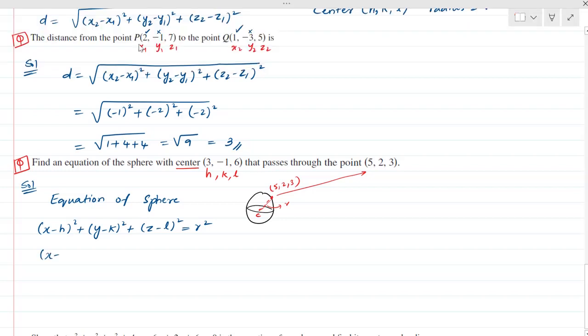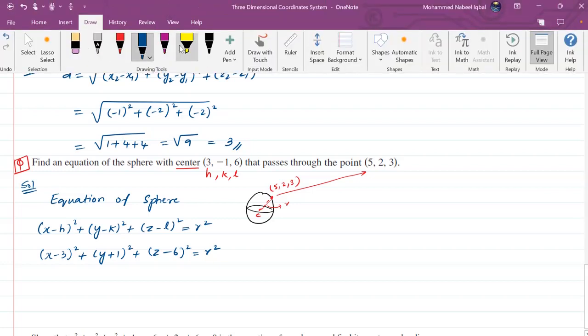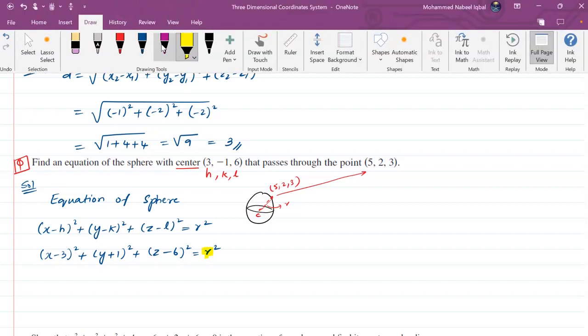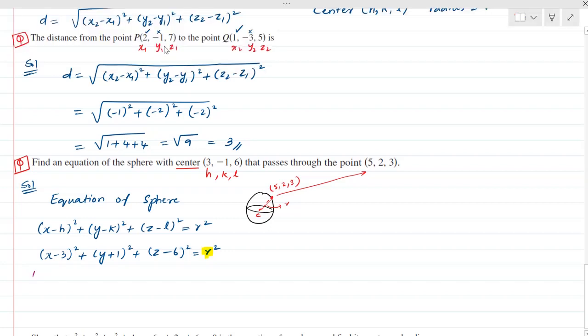The equation is (x minus 3) whole square plus (y plus 1) whole square plus (z minus 6) whole square equals r square. Now, when I substitute, everything is fine, but you have to find r. What is r here? R is missing and still not calculated. So how will you calculate that? I will go through this part.